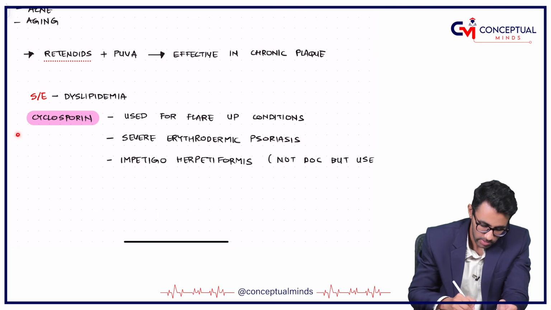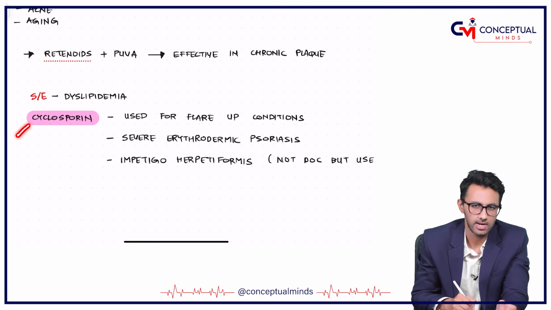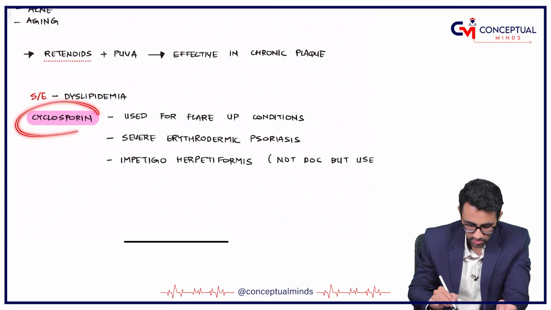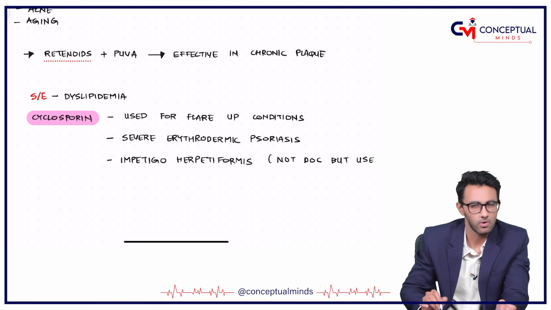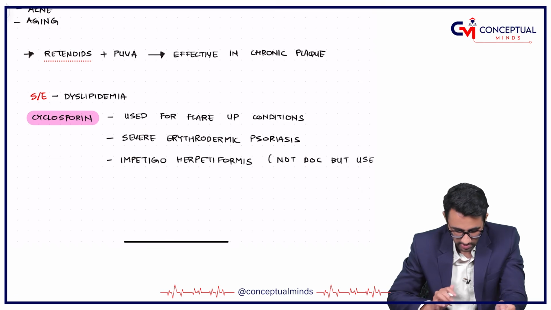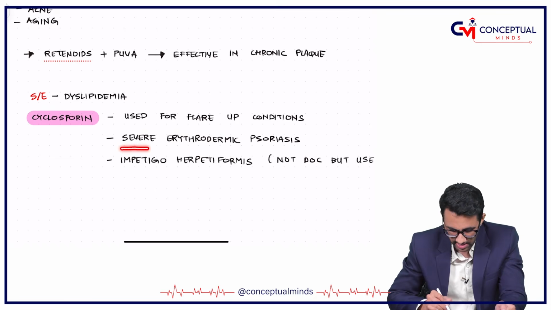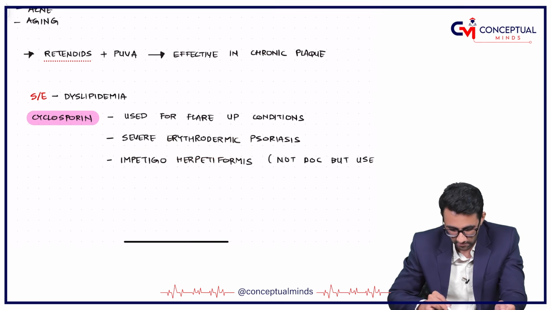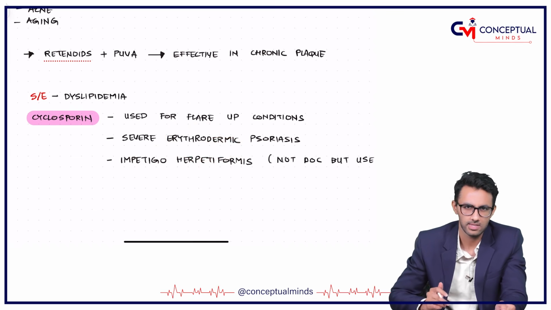The next drug we would use if there is more than 30% involvement, that is a systemic involvement, is cyclosporine. I told you that it is used for flare-up conditions. If you see flare-up conditions, cyclosporine would be the answer, just to manage the patients immediately. Severe erythrodermic psoriasis, I hope you remember this one, the erythrodermic part, more than 90% involvement. If you know the meaning of this word, it is very easy for us to understand.